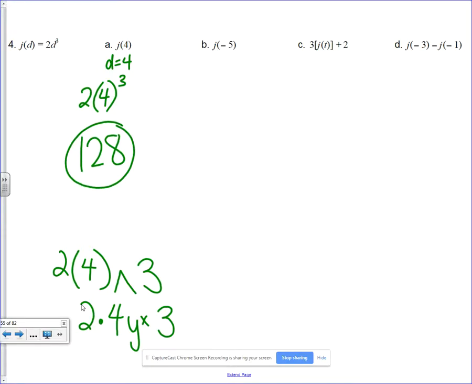Did it work or not? Okay. All right, let's move on to letter B, folks. What do I know about the negative 5? It's the D. So what will my new equation look like? Wonderful. Go ahead. Calculate it.